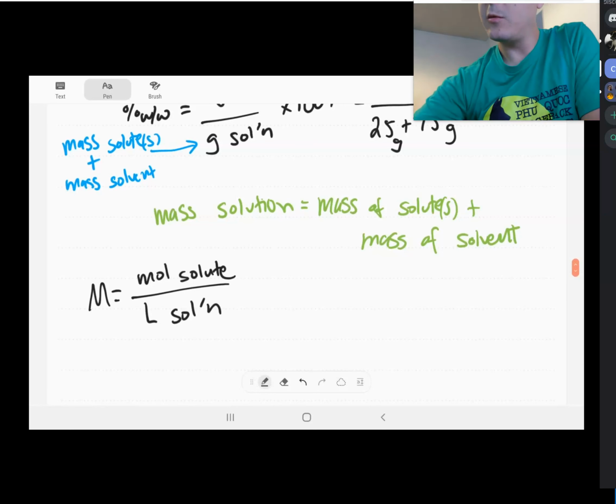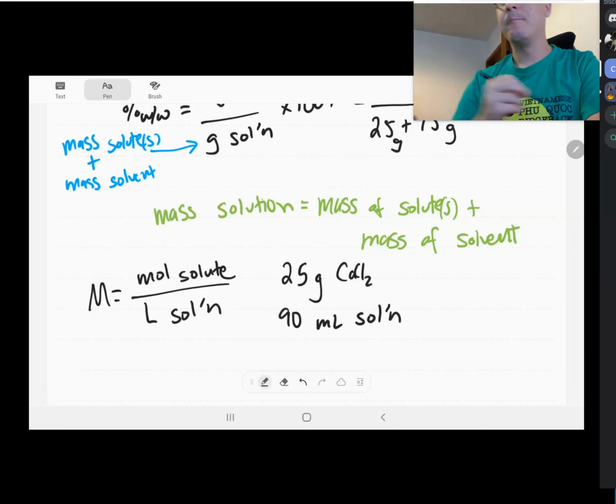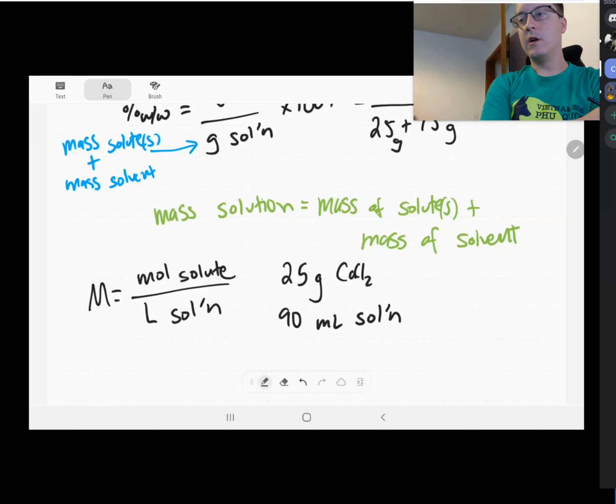We know that we have 25 grams of calcium chloride, and we have 90 ml of solution. Alrighty, so since we need moles of solute and liters of solution, neither of these units is acceptable as is. So how are we going to figure this out? How are we going to change these units?